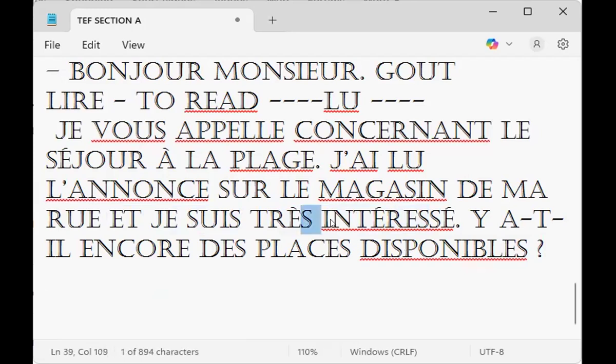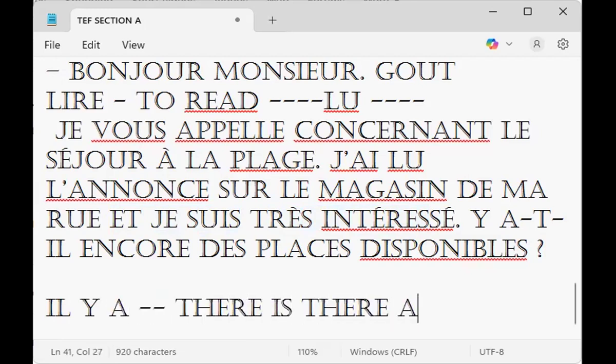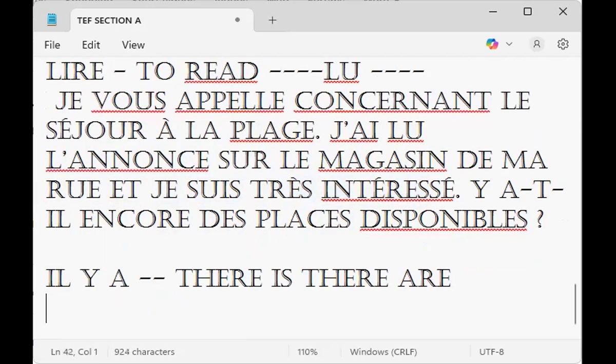Intéressé. Because S and I will combine. Je suis très intéressé. C'est clair? Yes. Oui. We have il y a. What is il y a? There is, there are. Whenever we have a question, is there? There is, there are is il y a. If I apply a question, is there, are there, I will use the term y a-t-il.